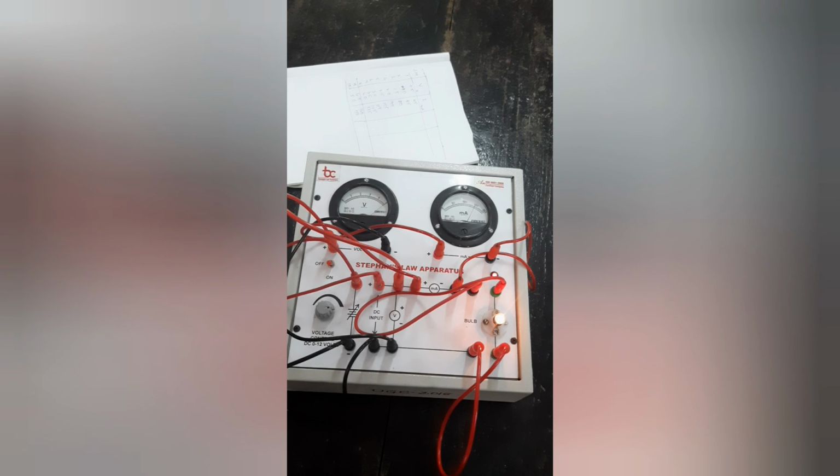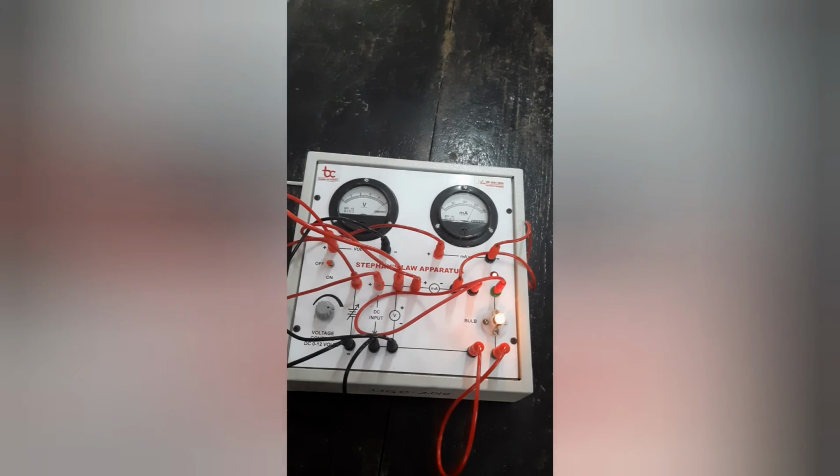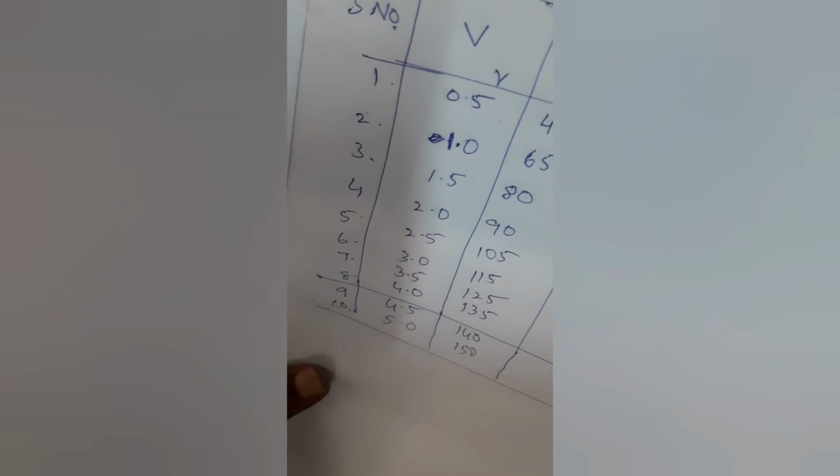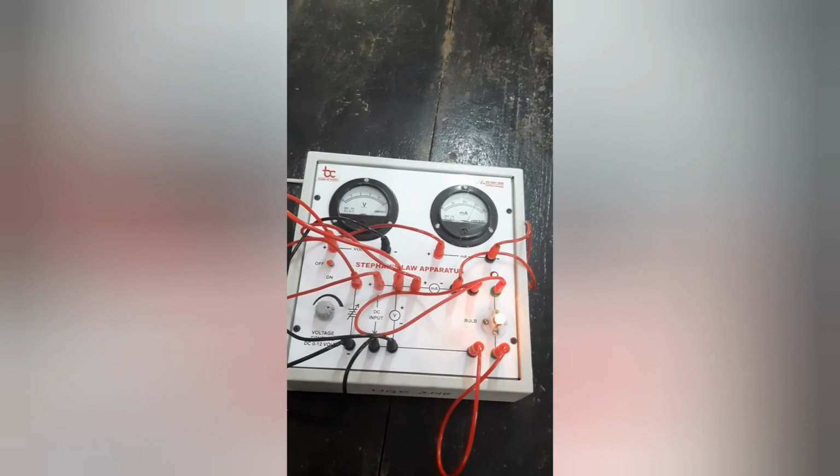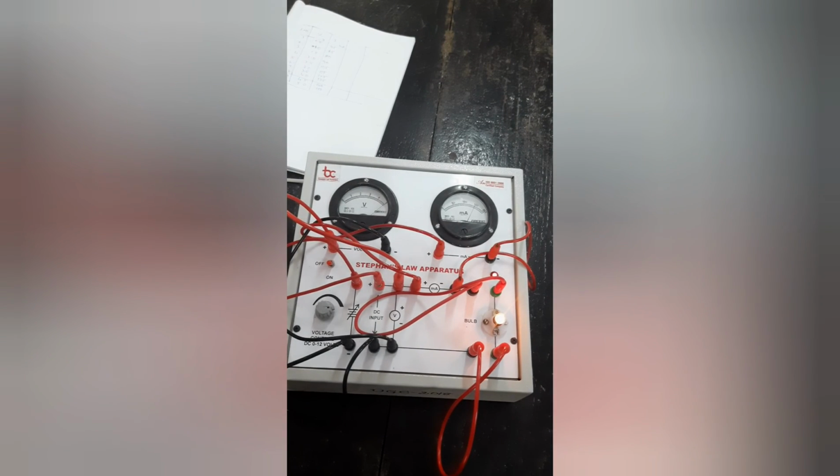Now, before leaving the experiment, you check the connections once again, and then you should make calculations for these values. These are the readings which we get for different voltages across the bulb. So, we have to make calculations.